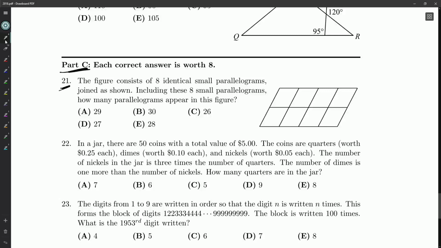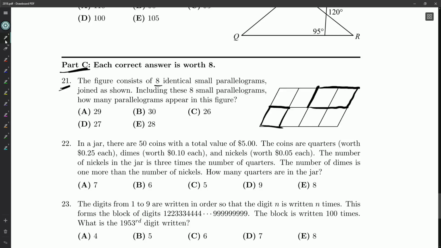The figure consists of 8 identical small parallelograms joined as shown. So we've got 1, 2, 3, 4, 5, 6, 7, 8, sure. These include, including these 8 small parallelograms, how many parallelograms appear in the figure? So they're referring to, well, here's a parallelogram. That's one of the small ones. But of course, we could also do something like this, which is a parallelogram. So we need to count them.